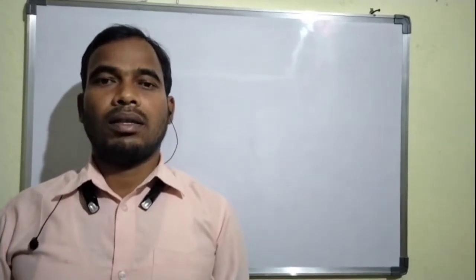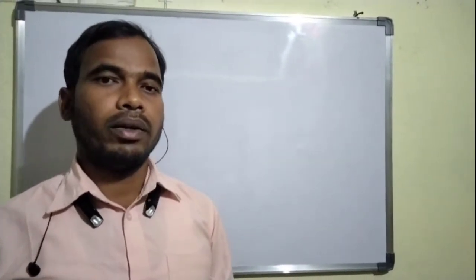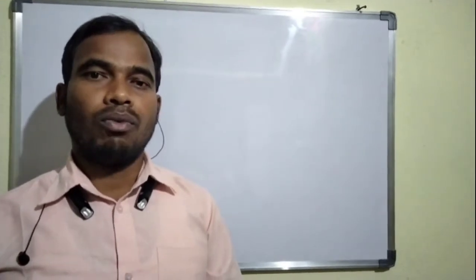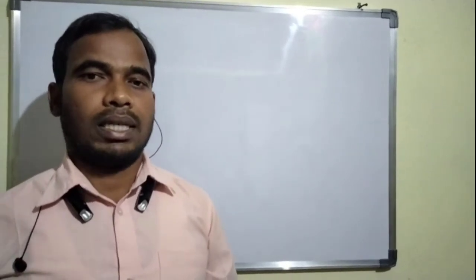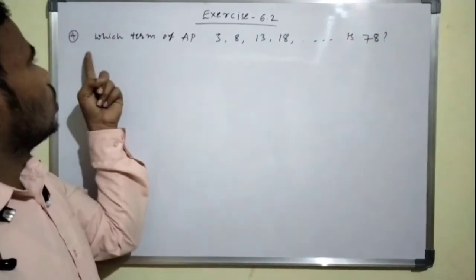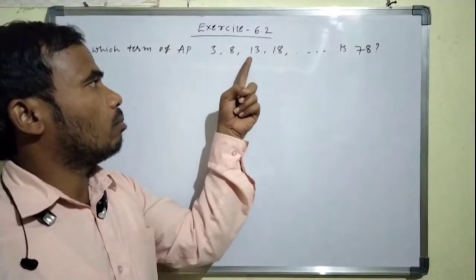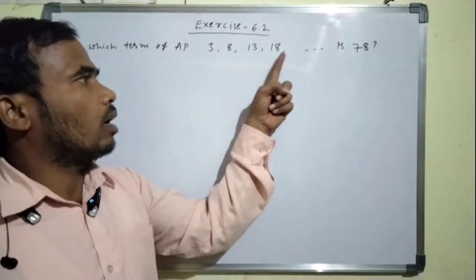Today our topic is progression exercise 6.2. So fourth problem we will discuss. Exercise 6.2 fourth question: which term of the arithmetic progression 3, 8, 13, 18, ... is 78?